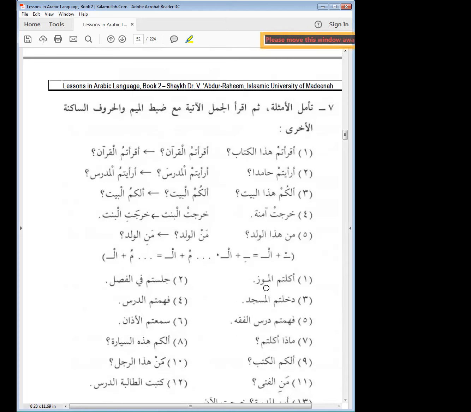The next exercise, raqam sab'a. Any questions so far? Is everything clear?